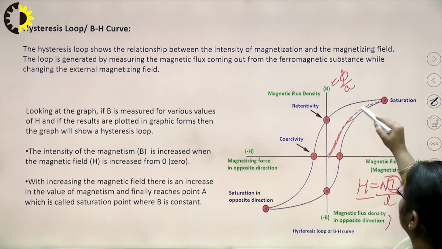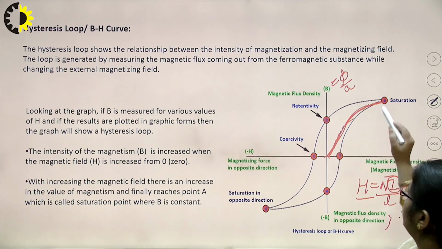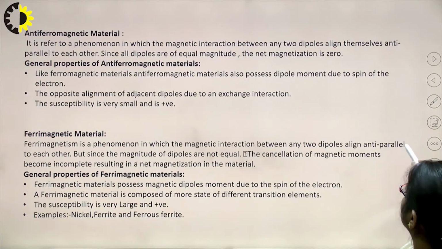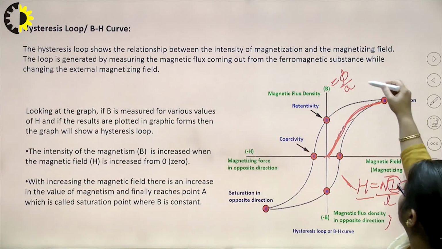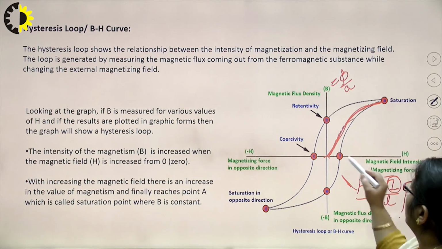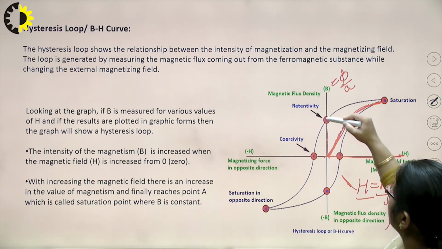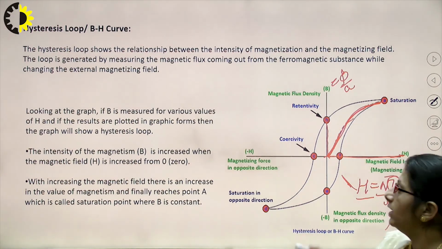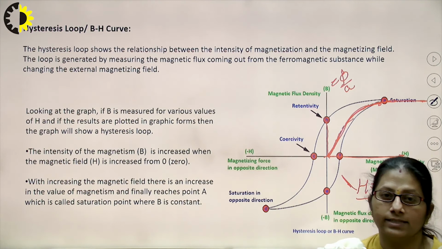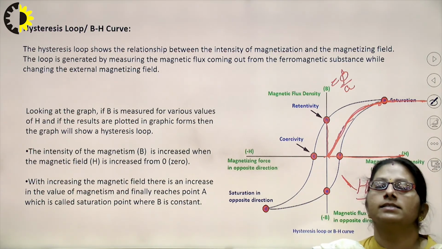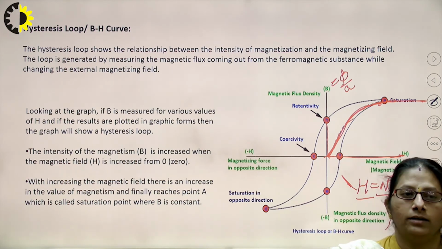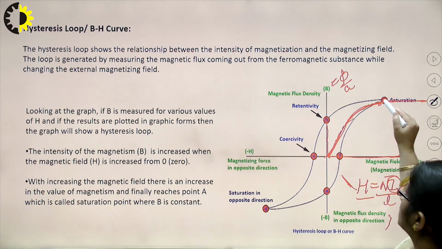While getting magnetized, we can see that H is increasing, and with that B is also increasing. But after the point A, it remains constant. Even if we increase the current or the magnetic field intensity, this is the saturation. The flux or the magnetic flux density is not going to increase. So A is the point of saturation.